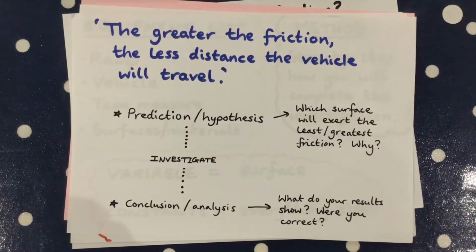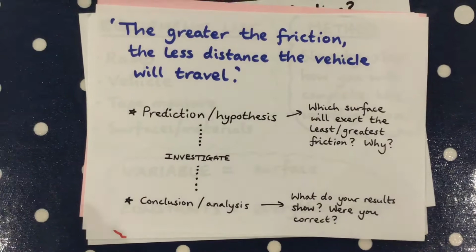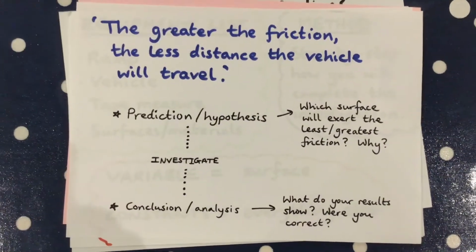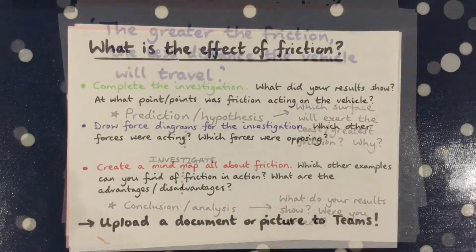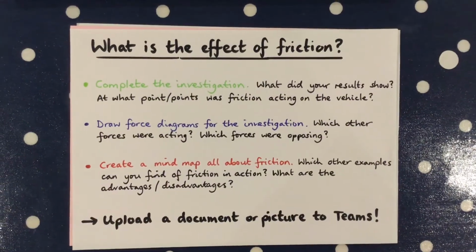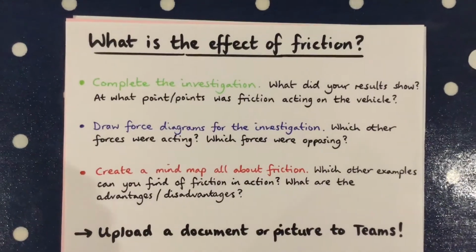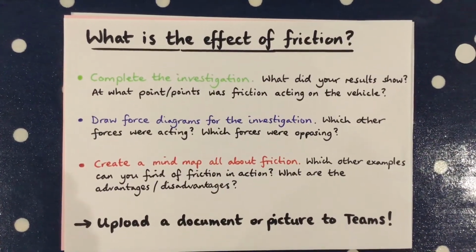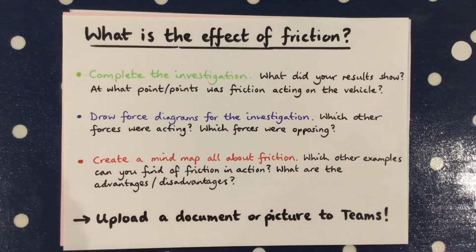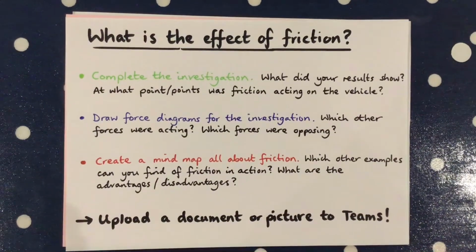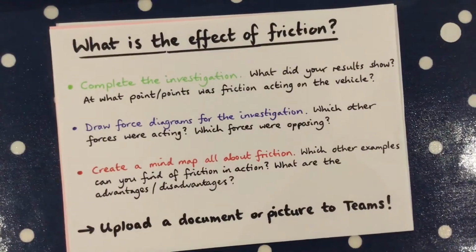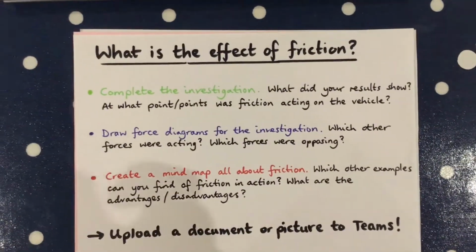So when you do your investigation, bear those things in mind and think afterwards as well. What could you have done differently with your investigation? And were you proved correct? So what's next? Well, what is the effect of friction? Can you answer that key question? Now, the 3 things that you can look through for your work at home: complete the investigation yourself with a family member. What did your results show? And remember, at what point or points was friction acting on the vehicle? Can you say specifically where on the vehicle the friction is acting as well?